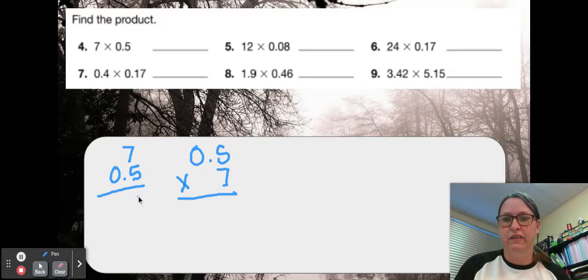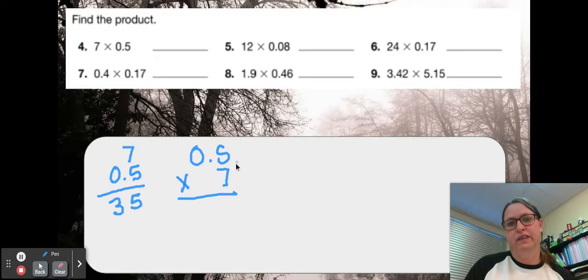So 5 times 7 is 35. So I'm going to put 5 and bring down my 3. 0 times anything is 0. So I'm done. So this one right here, I'm going to do 7 times 5 is 35. 7 times 0 is 0.